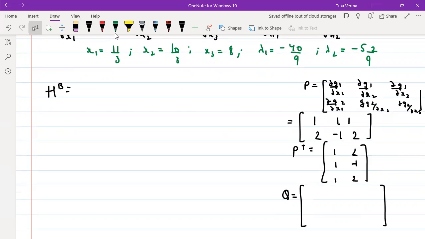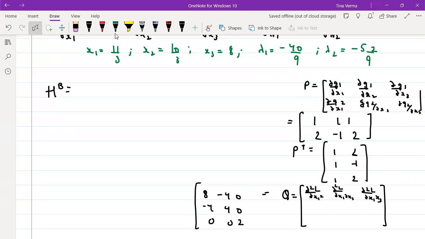Q is the matrix for the Lagrangian: curl square L by curl x1 square, curl square L by curl x1 curl x2, curl square L by curl x1 curl x3, and you can calculate the rest. So this is coming as 8, minus 4, 0, minus 4, 4, 0, 0, 0, 2, right?